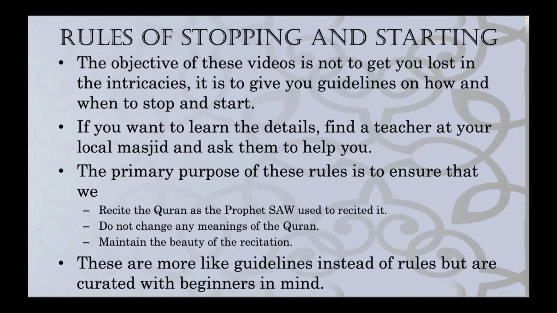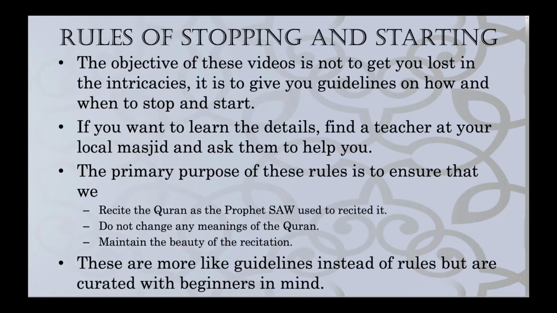What I mean by that is there are so many ways that exceptions can be taken to the guidelines slash rules that I'm going to be proposing for you today. And because those exceptions can become complicating and, at least for beginners, very difficult to keep track of, these guidelines are what you should be keeping in mind.